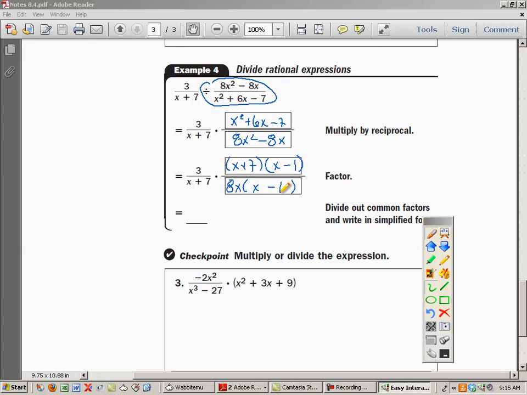Now, before we start combining things, we're going to go ahead and take a look at the top and bottom and say, look, this has got an x plus 7, and so does this. This has got an x minus 1, and so does this. And I end up with just simply 3 over 8x.